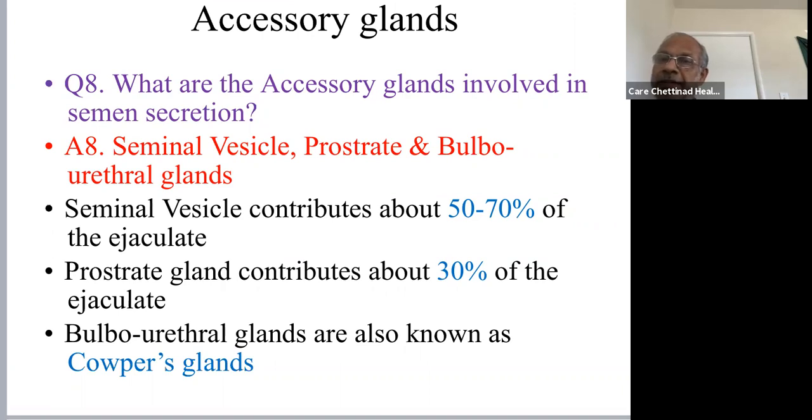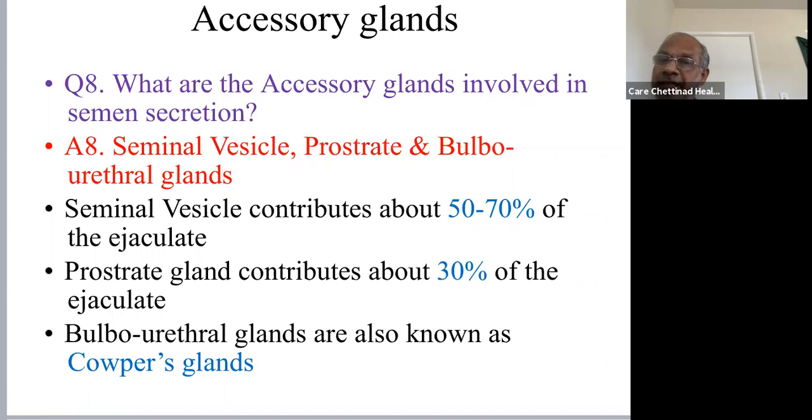Before a man ejaculates, the urethra is lubricated by the bulbourethral glands, and the passage is made less acidic. The seminal vesicle contributes the major volume of semen, up to 70%. The prostate gland contributes about 25%. The testis only contributes 5% of the semen volume. This is very important to understand.